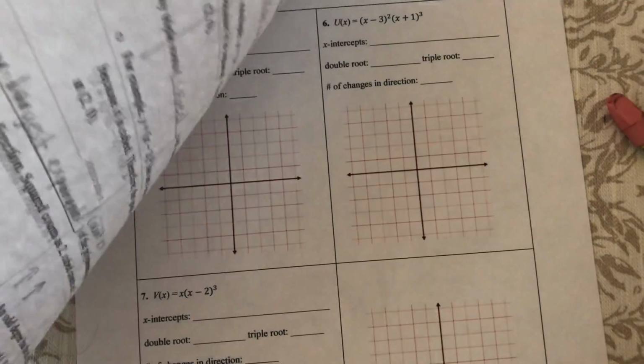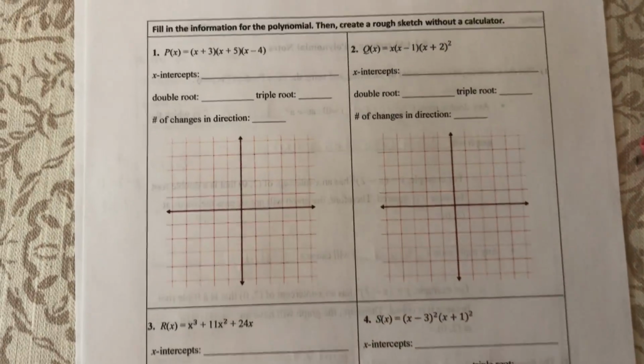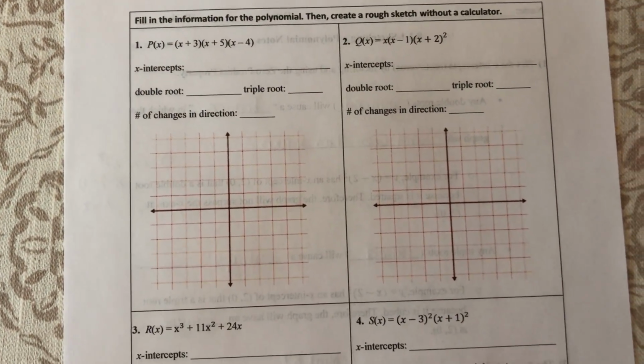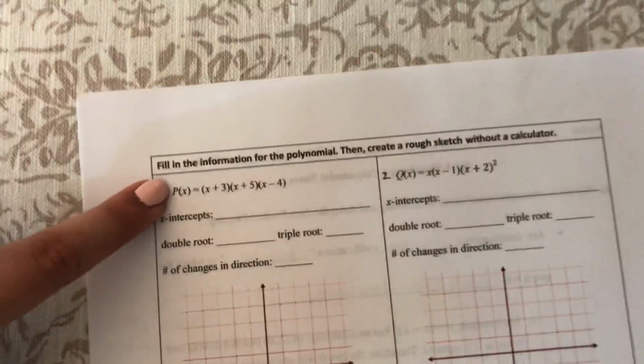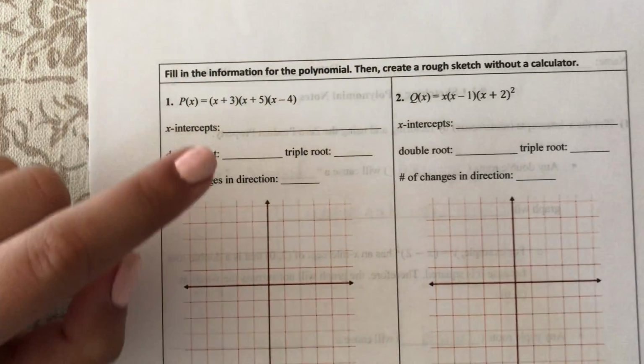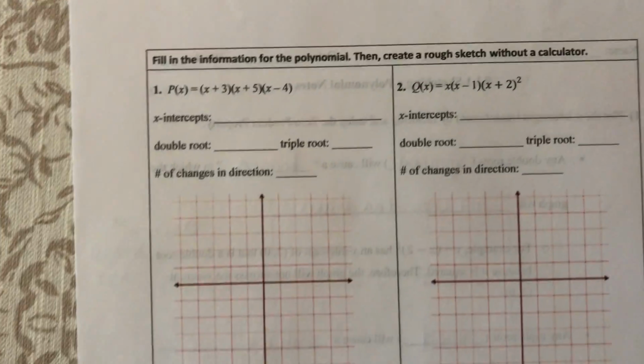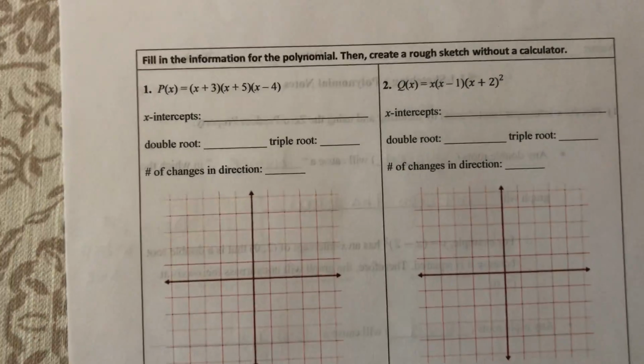I'm probably going to have you do one or two on your own. So make sure you're doing all these examples and writing them down and uploading them to the posting for full credit. So it says fill in the information for the polynomial, then create a rough sketch without a calculator. So for number 1, we have (x plus 3)(x plus 5)(x minus 4).